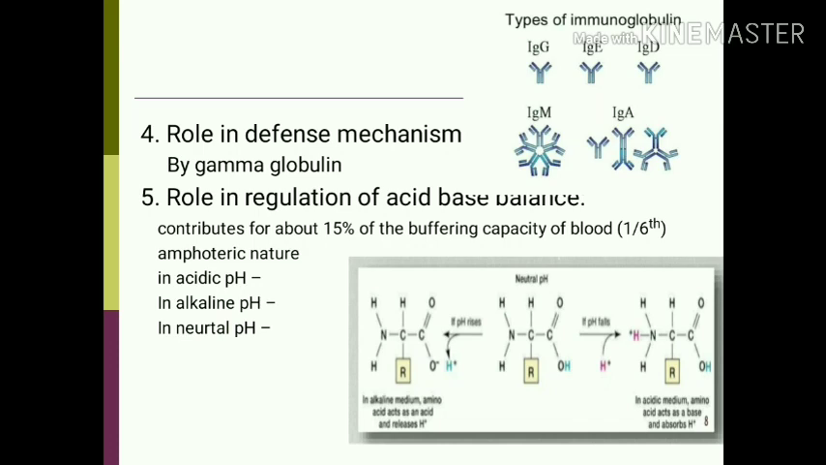Plasma proteins are amphoteric in nature. In acidic pH, the NH2 group of the plasma protein acts as a base and accepts a proton, and it is converted into NH3+. Whereas in alkaline pH, the COOH group acts as an acid and can donate protons, and becomes COO-. Whereas in neutral pH, they combine with sodium.